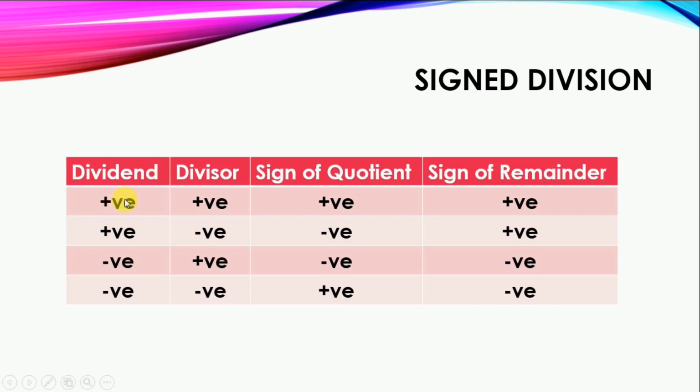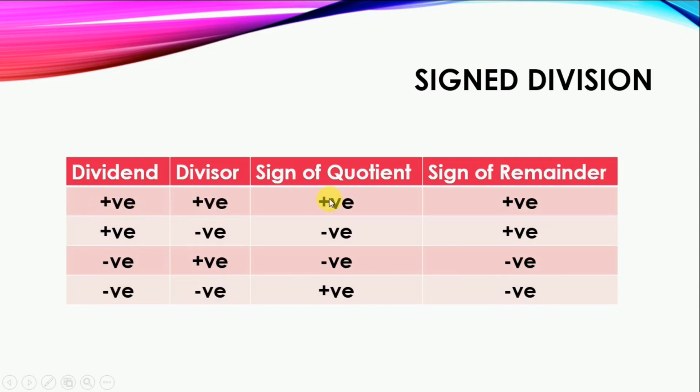If my dividend as well as divisor are positive, then my quotient will be positive as well as remainder will be positive. If my dividend is positive and divisor is negative, then the sign of the quotient will be negative and the sign of the remainder will be positive. If my dividend is negative and divisor is positive, then the sign of the remainder will be negative and the sign of the quotient will also be negative. If my dividend as well as divisor are negative, then the quotient sign is positive and the sign of the remainder will be negative.